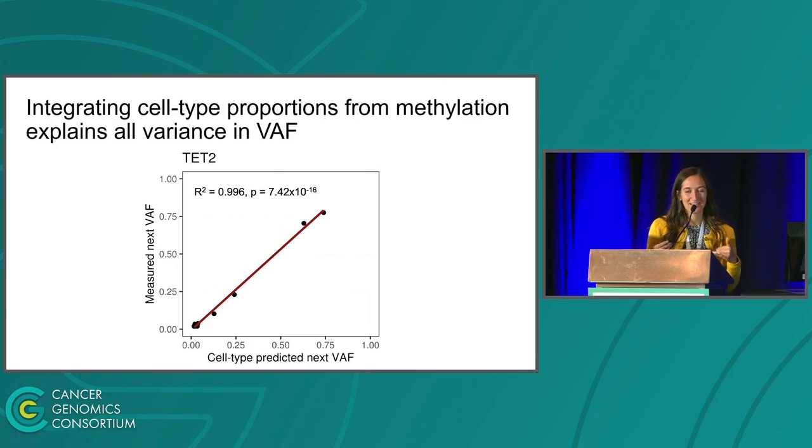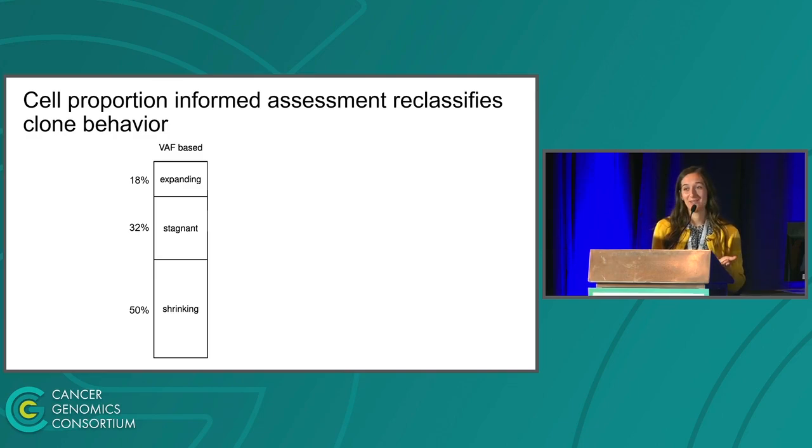And so we see that this linear modeling actually explains essentially all of the variance in the VAF. And those dots are not very far off the correlation line, showing that for this set of patients, their variation has little to do with an expansion of a clone and more to do with fluctuations in their cell type proportions. So what does this mean for classification of risk?